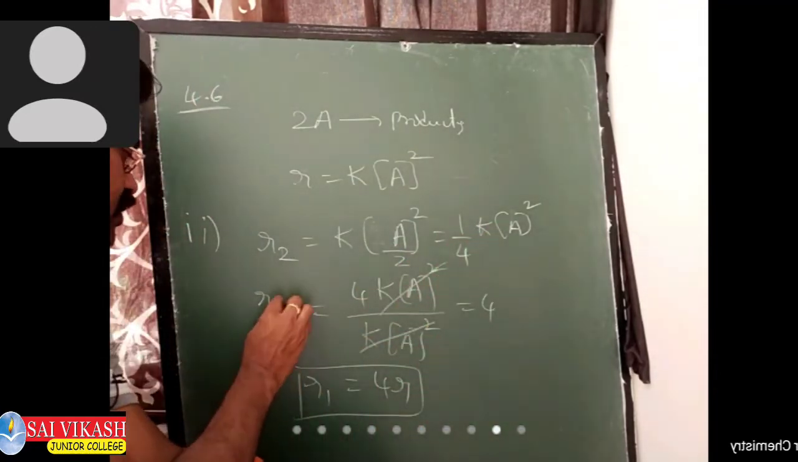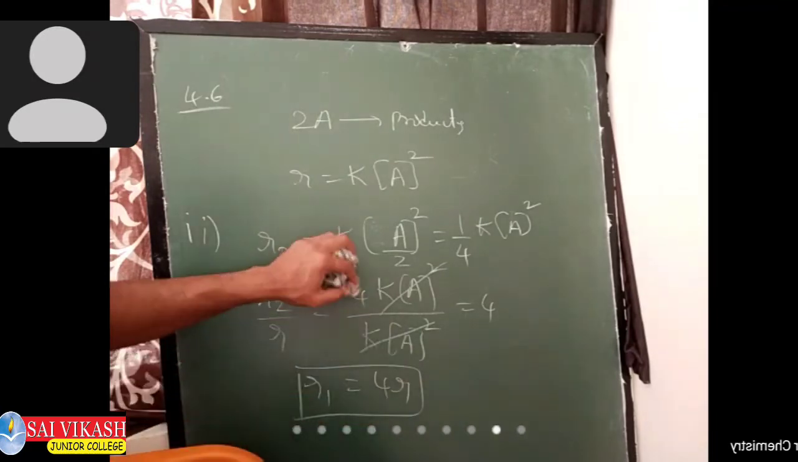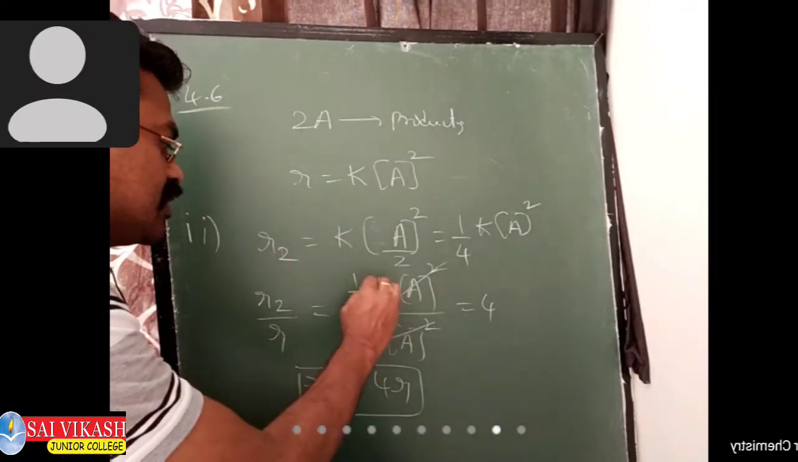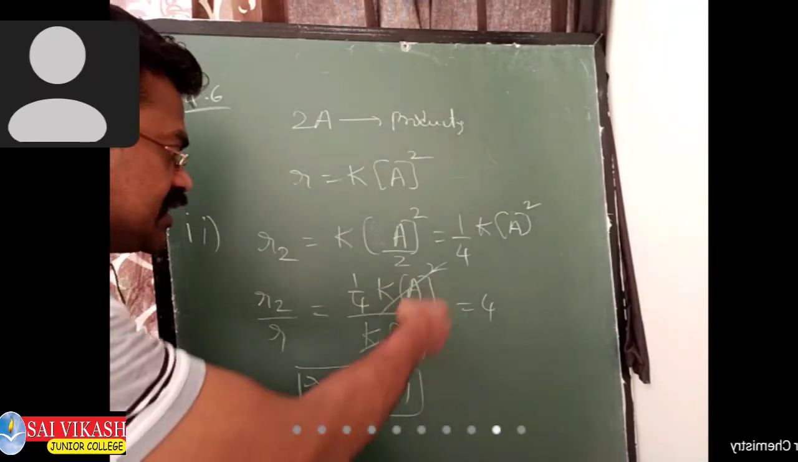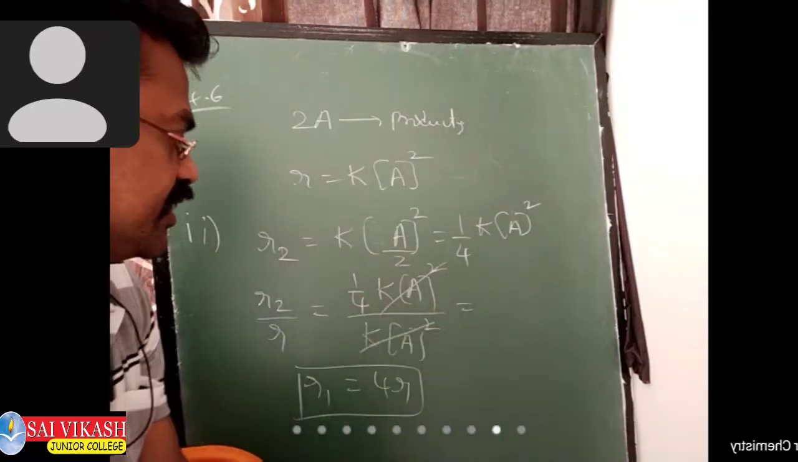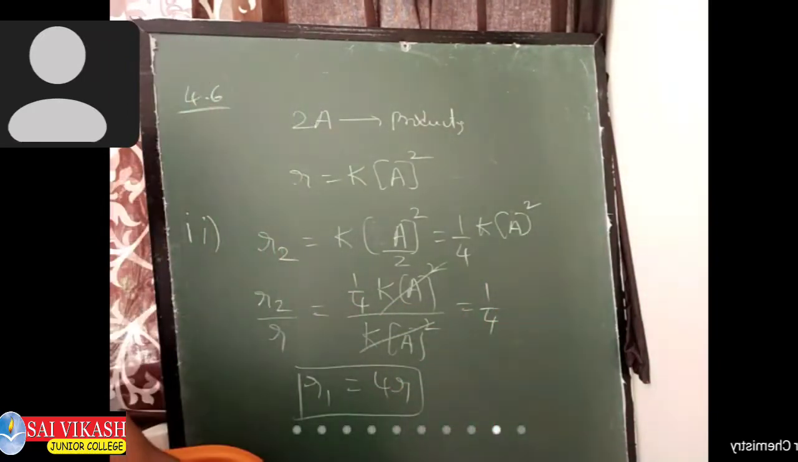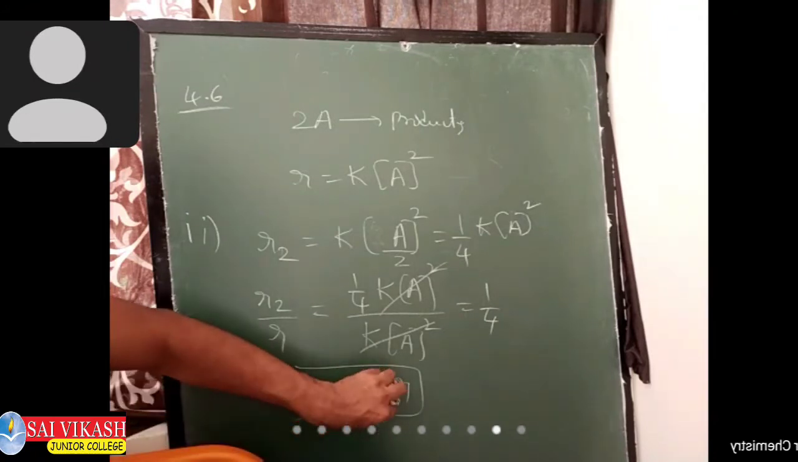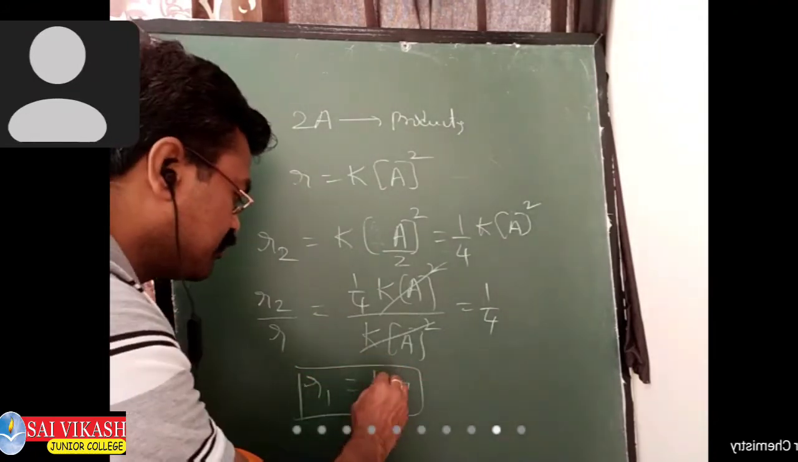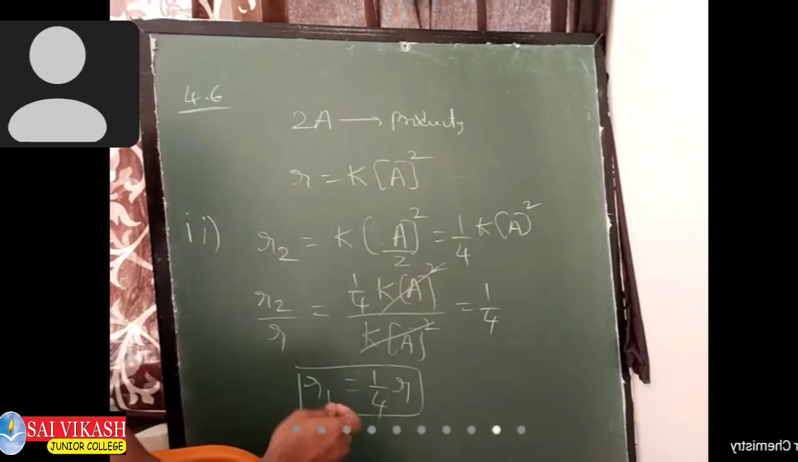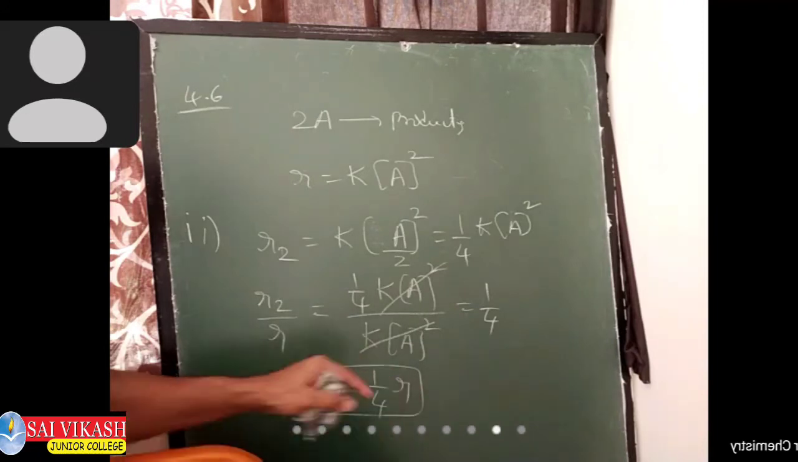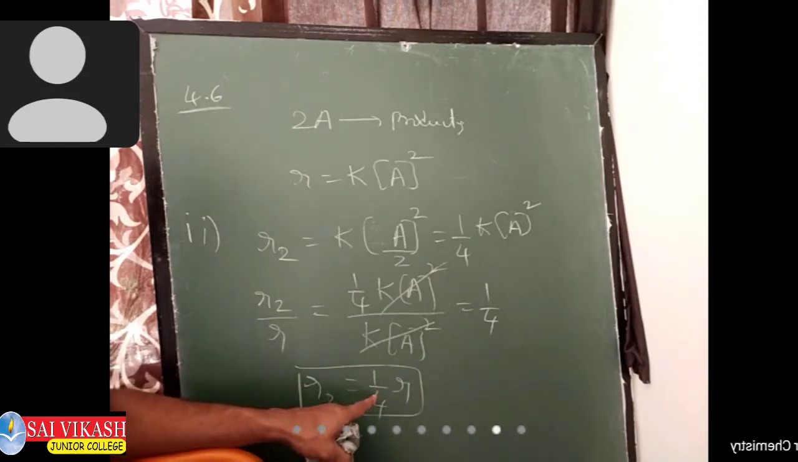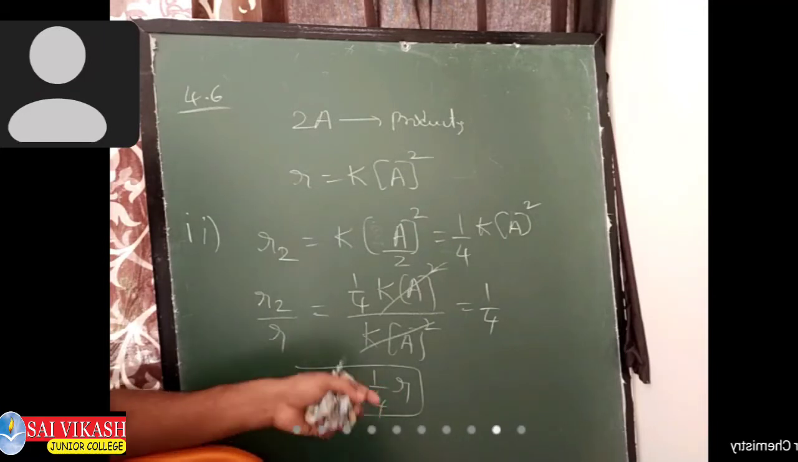Now here also take R2 by R. So R2 by R is 1 by 4 into K into A squared by K into A squared. So here K and A squared cancel. So you will get 1 by 4. So R2 equals 1 by 4 of R. So you have to write: the rate of reaction is reduced by 4 times. Like that you need to write.